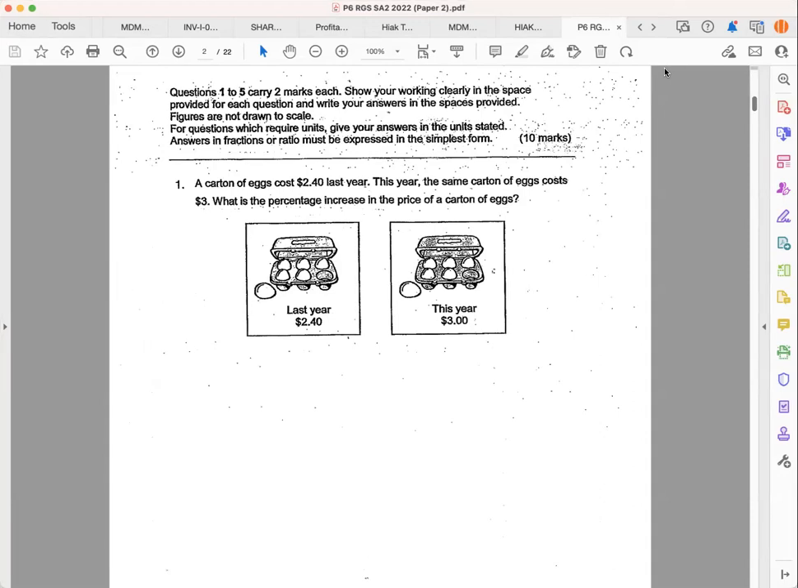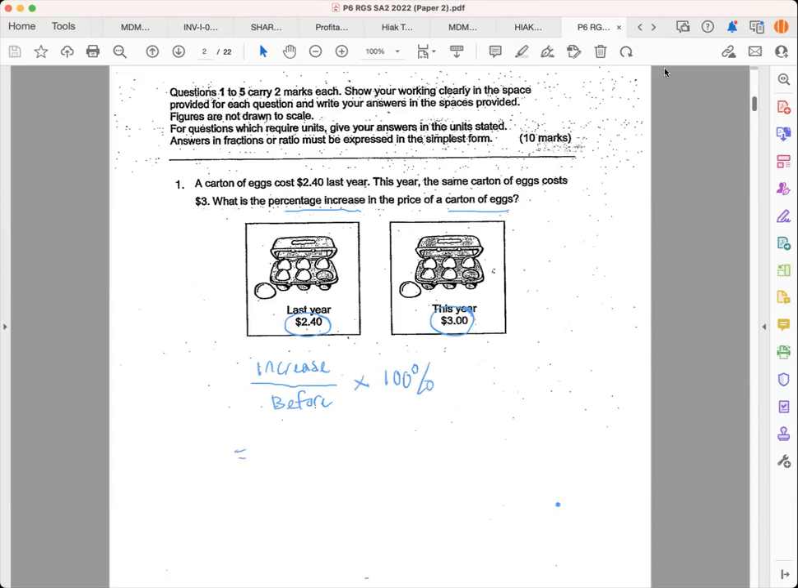Okay, a carton of eggs cost $2.40 last year. So this is a carton of eggs that cost $2.40 last year. And this year, the same carton costs $3. So what is the percentage increase in the price of a carton of eggs? The approach to solve percentage increase is this. You need to know the amount increase, over the price before the increase, multiply by 100%. So this is the approach.